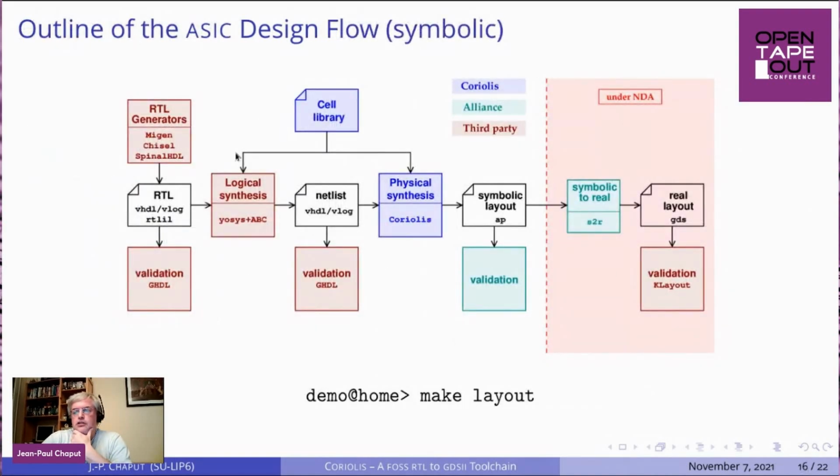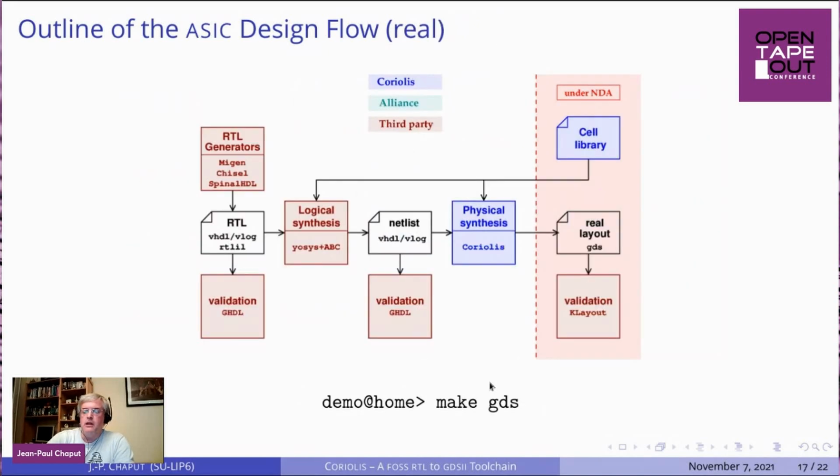It's the schematic of the design flow when you want to make a symbolic layout. You have a simple rule, which is make layout. In fact, the tools of the flow are glued together by makefiles. That is, I make rules, a lot of rules, and in the end, we can just make layout. The same goes for GDS, for the real flow, if you want a GDS instead of a symbolic layout.